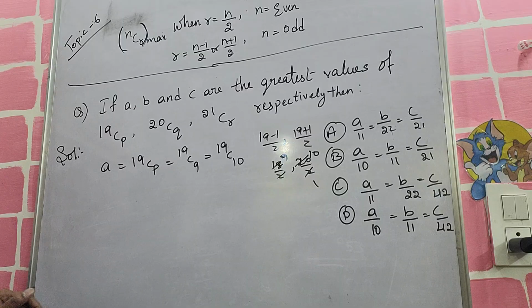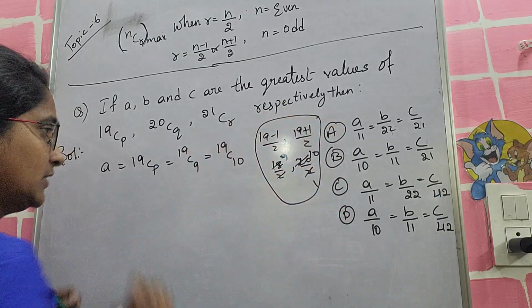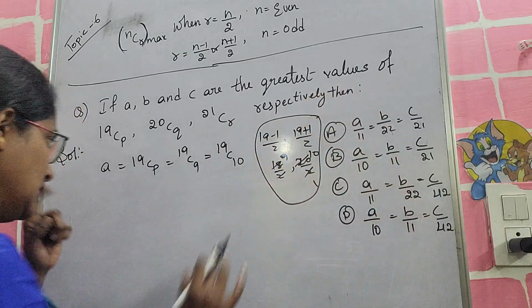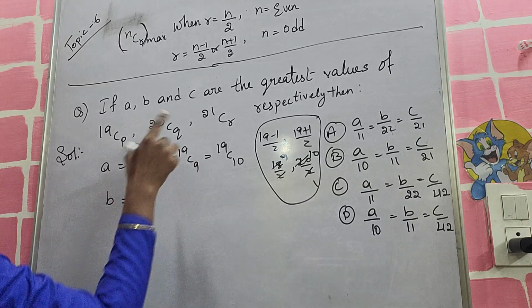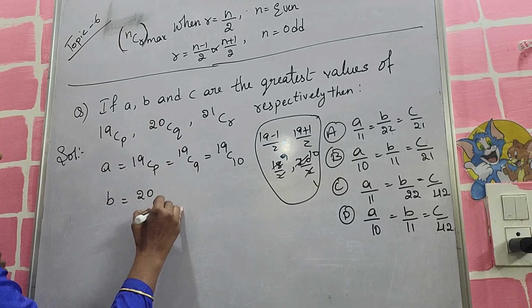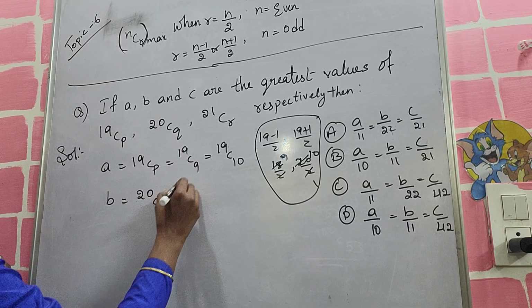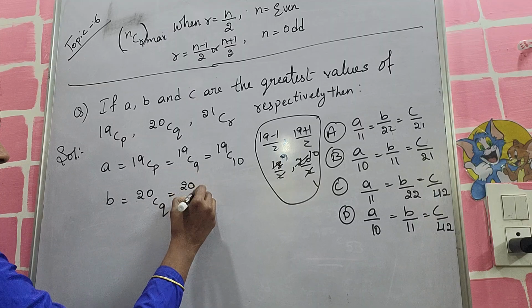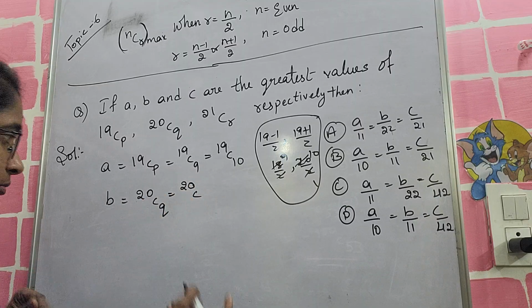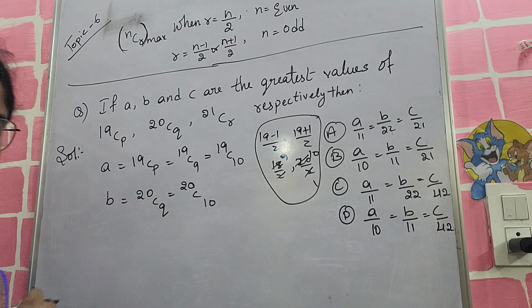Same way, these are the options they gave us. B equals how much? B equals 20CQ. This is an even number, so 20C, and 20 by 2 is how much? 10. Can I write 10 over here? Next.